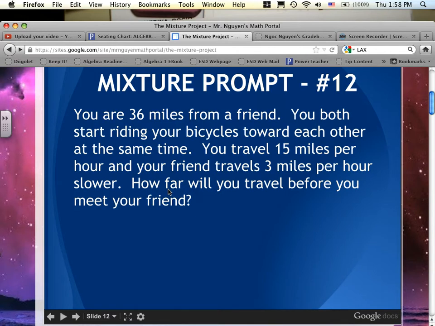You are 36 miles from a friend. You both start riding your bicycle toward each other at the same time. So at the same time, you both start heading toward each other. You travel 15 miles per hour and your friend traveled 3 miles per hour slower than you. How far will you travel before you meet your friend? Okay, did you hear that problem?